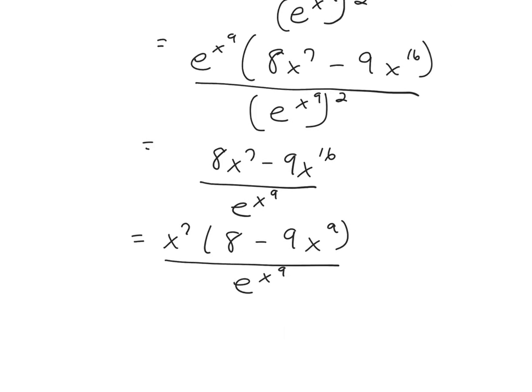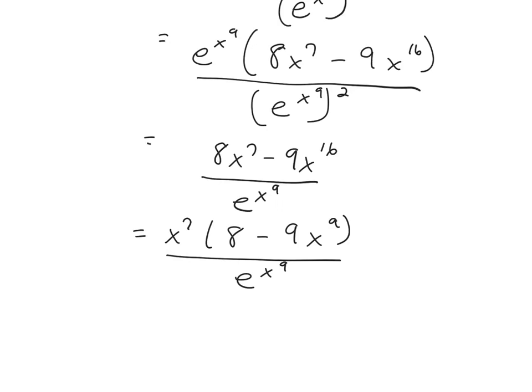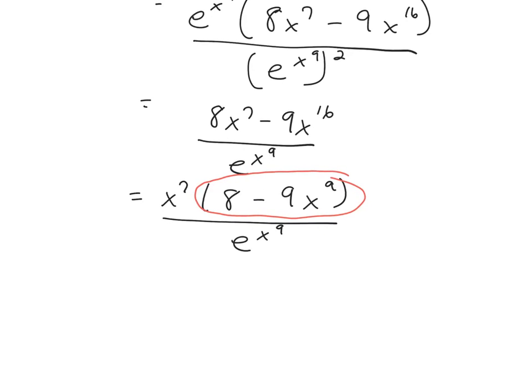And again, this is the derivative, so I'm worried about when this is negative. Is the denominator ever negative? No, because it's e to a power. Is x to the 7th negative? No. So the only part that could be negative is this part inside the parentheses right here. That's the only part that could be negative. So I want to know, when is that part that I circled negative?